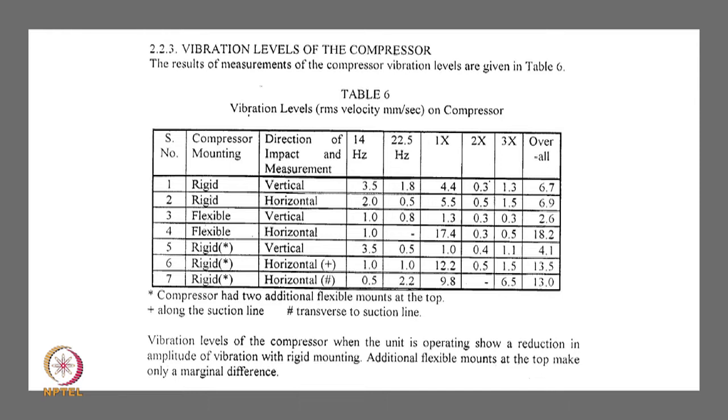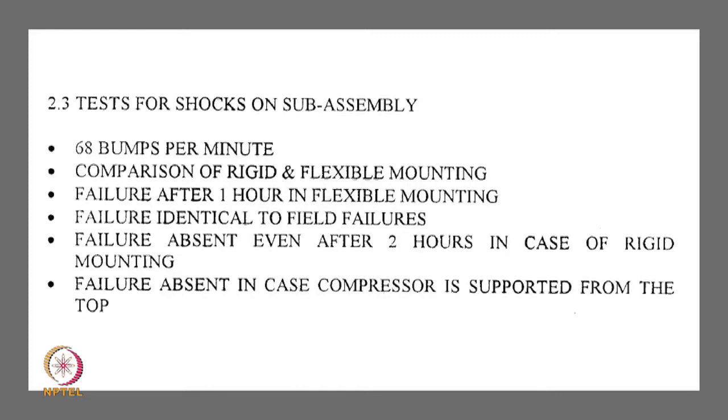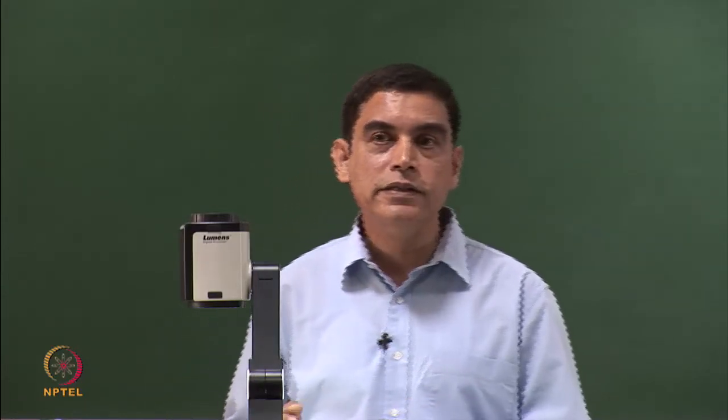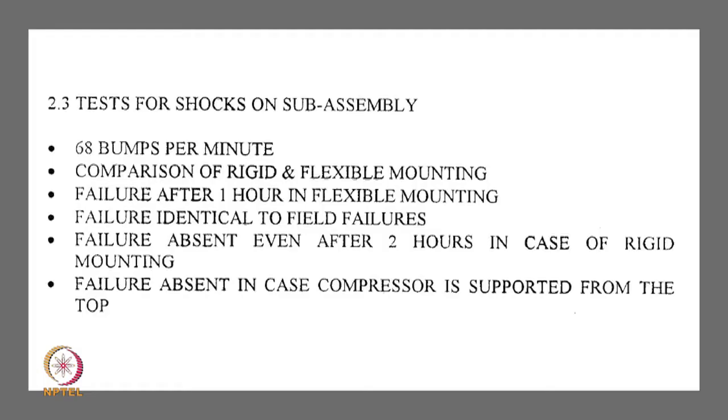And then the subassembly test details. So, I mentioned to you we did a simulation on a subassembly by lifting the unit and dropping it suddenly in our defense equipment. So, these are details of those tests. So, 68 bumps per minute, and the comparison was made between rigid and flexible.